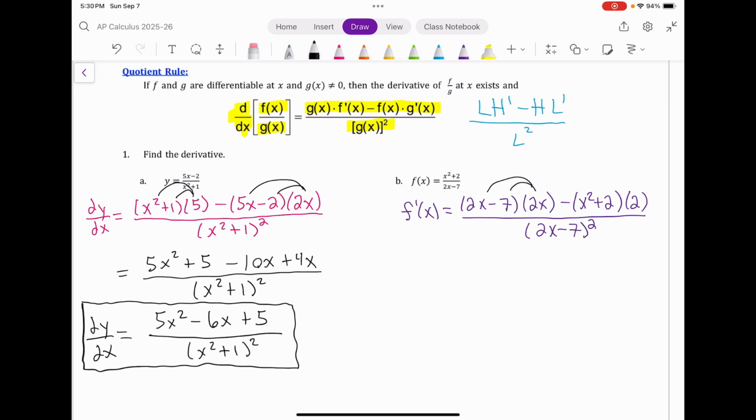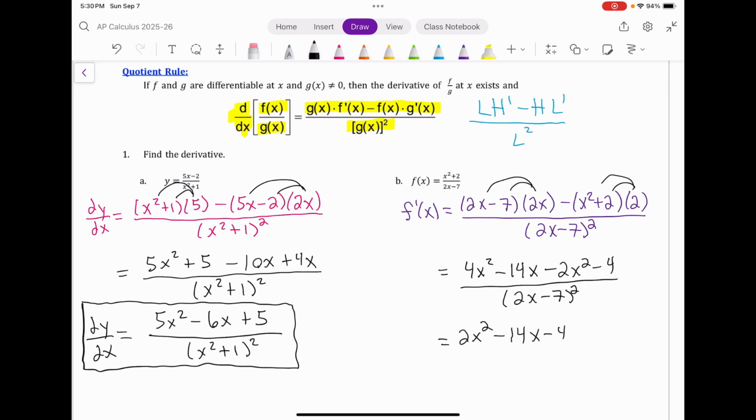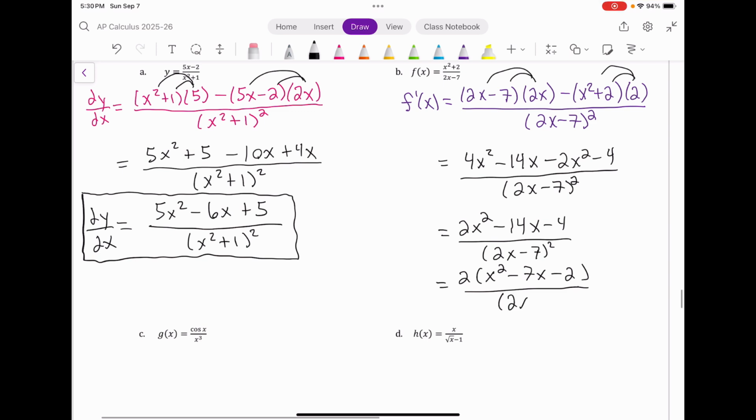All right, and we're going to distribute out what we can. Combine like terms in the numerator. We could factor out a 2 out of the numerator. Let's see. But nothing cancels within the denominator. So, no, not dy dx, we'll make it f prime of x. Okay, so this is the derivative. I would have taken this as well since nothing canceled.